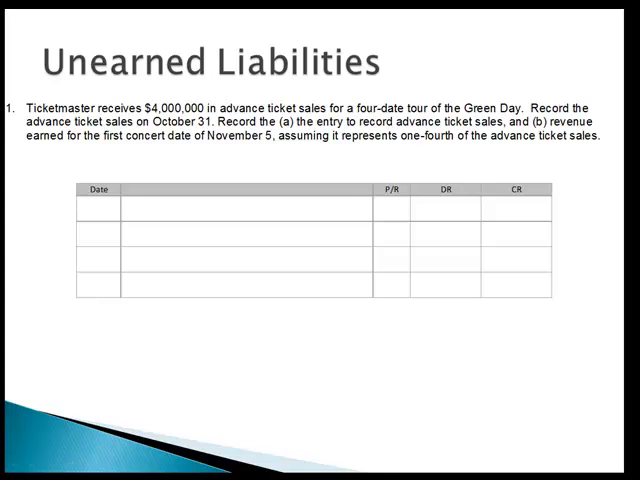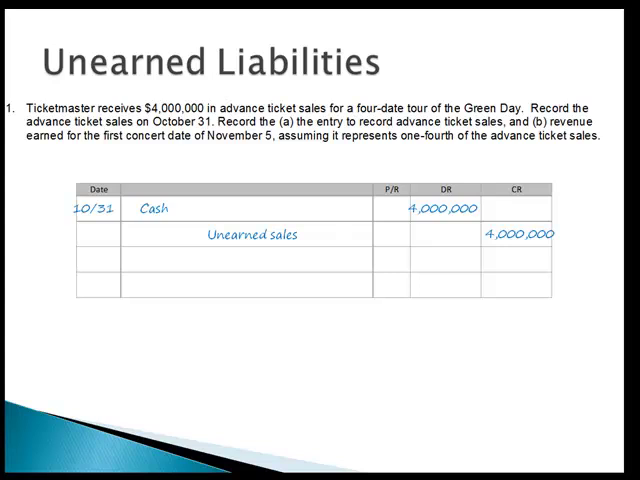Now would be a good time to pause and try this on your own, or you can just follow along with me. All right, so on October 31st, this is the day that we're getting the money. So cash is going up for $4 million. You can note that there's no sales tax in this transaction. Now what's the credit? Remember that this is not to our revenue account but to our unearned sales account, because we've not actually earned the money. When we collect the advanced ticket sales, we've not provided the concerts. So it's a liability, unearned sales.